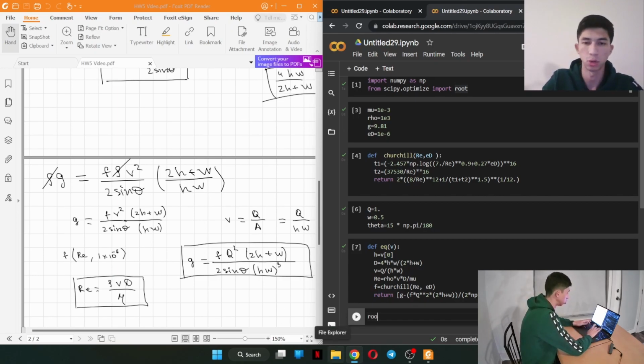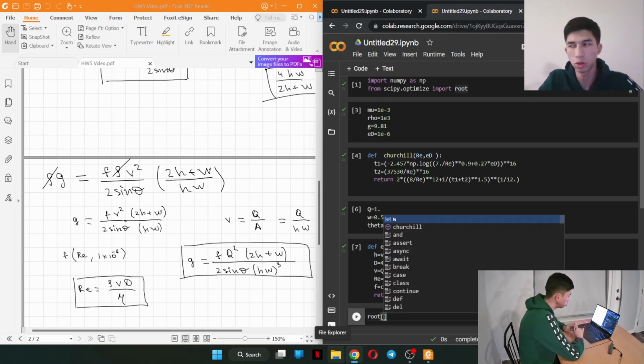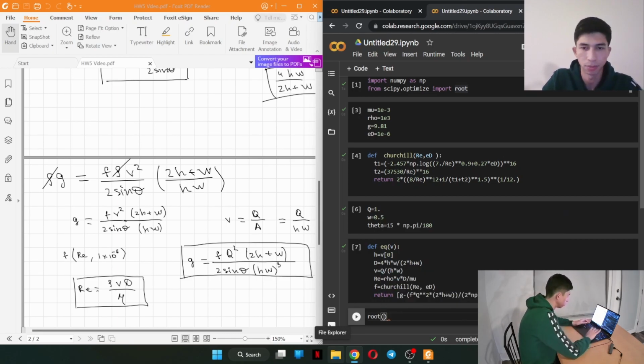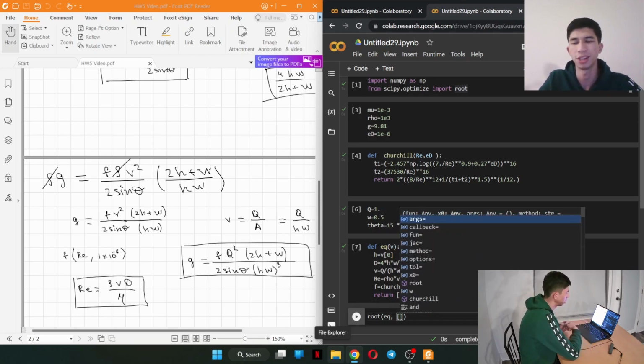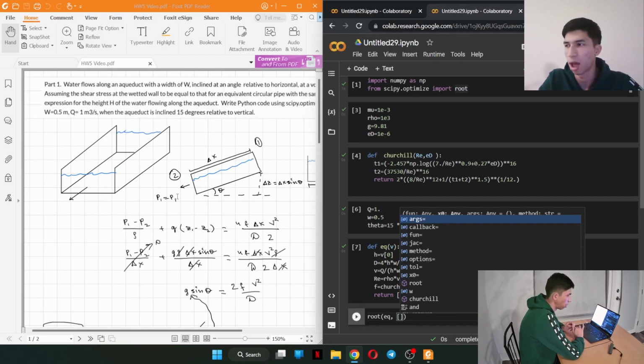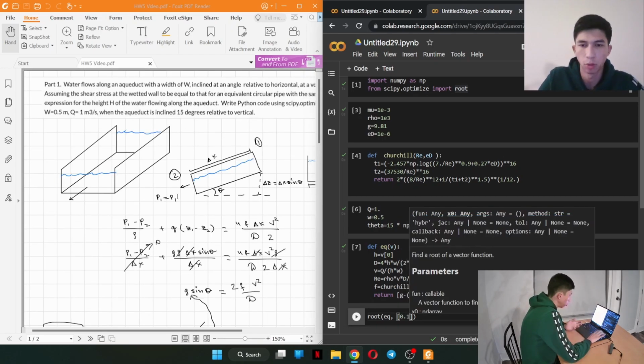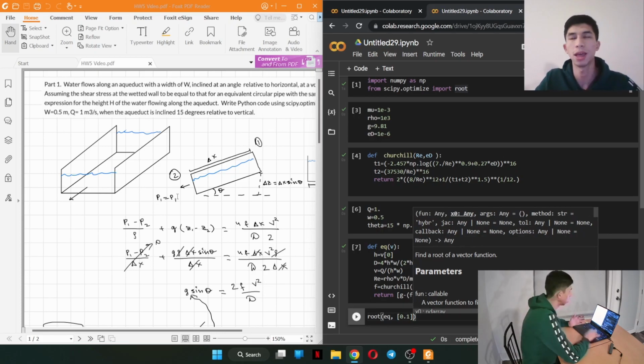So now we can use the root solver. The root solver is going to take our right hand side equation, and we also have to provide our initial guess for the height of the water. Let it be 0.1. If the difference between your initial guess and the actual value is too much, it's going to cause an error. So 0.1 is a good number, not too big and not too small. Let's try to run it.